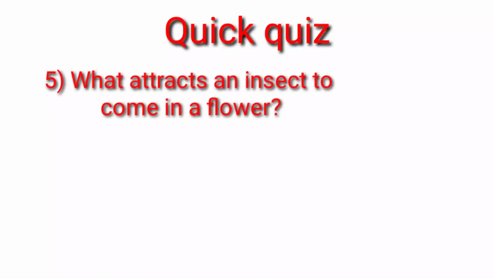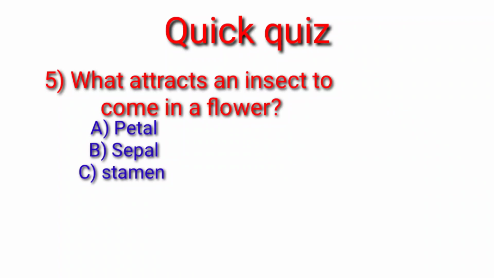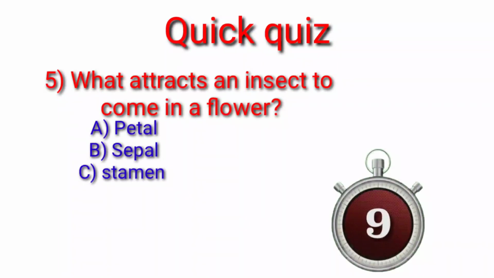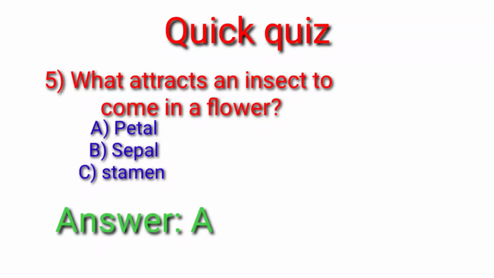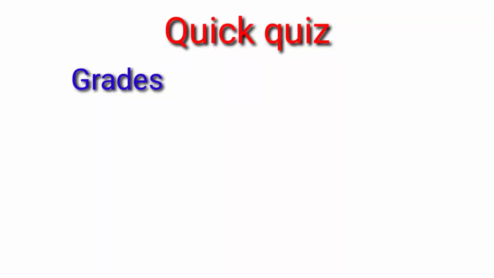The last question, question number 5. What attracts insect to come in a flower? Option A, petal. Option B, sepal. Option C, stamen. The answer is A.